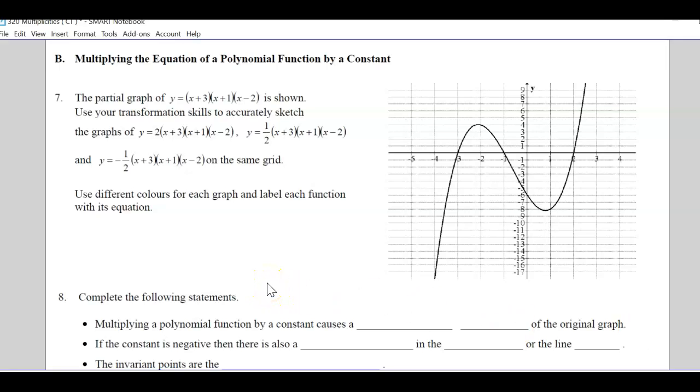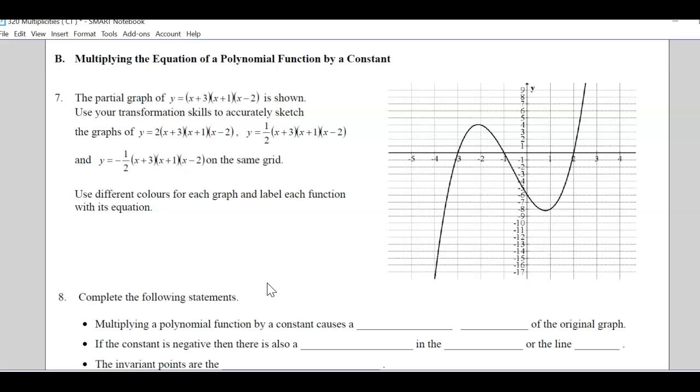Okay. Multiplying an equation by a constant. So we've got the partial graph, which means just the main parts of the graph of that function. Use your transformation skills to accurately sketch the graphs where we multiply by 2, multiply by half, and negative half on the same grid. Use different colors and label.